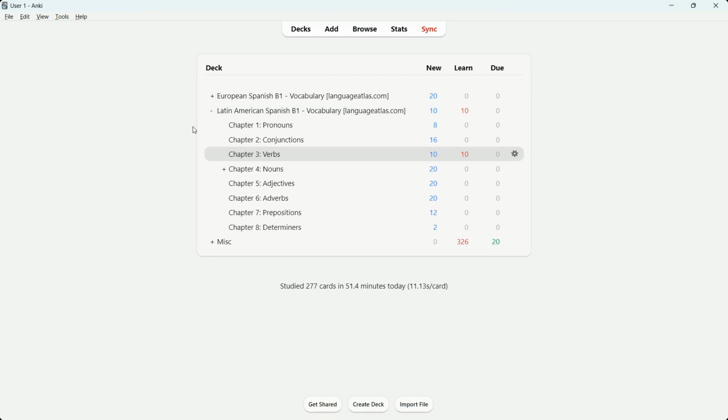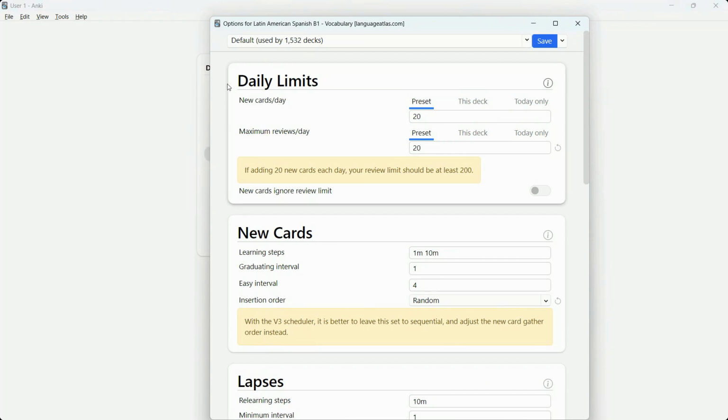Now I'd like to go to my third point, which is to show you some brief editing options. Many people have asked me, how do you regulate how many cards you see per day? I'll show it to you now. If you click on this icon over here next to the deck, click on options, you can see there's a part called daily limits. We have new cards per day and maximum reviews per day. If you want to change the amount of new cards that you do per day, you can do so.